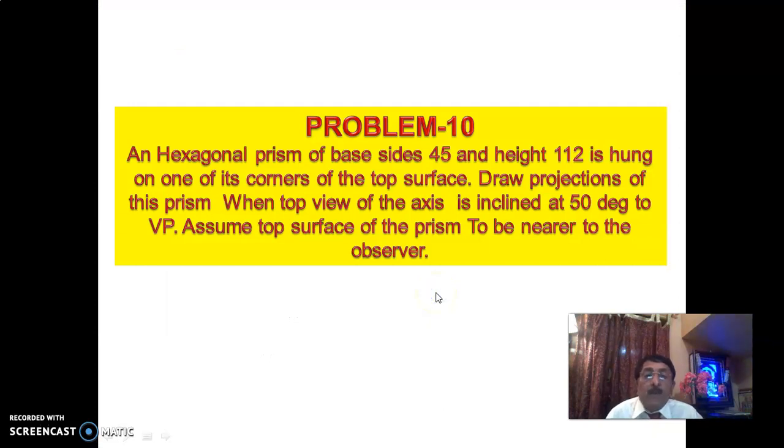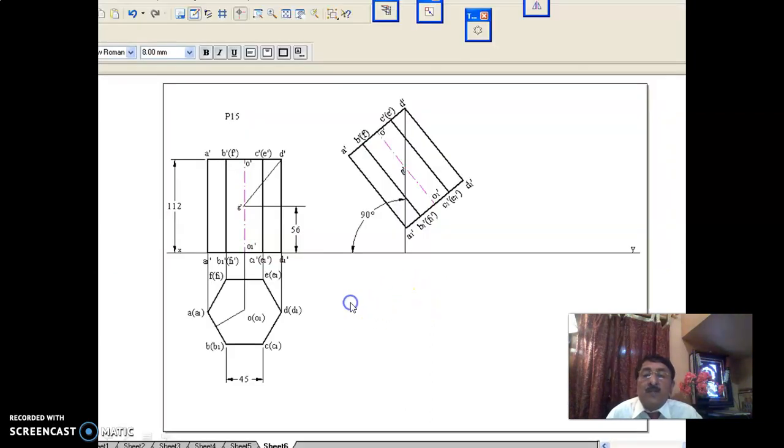Now this is also a problem of hanging prisms. A hexagonal prism of base size 45 and height 112 is hung on one of its corners of the top surface. Draw projections of this prism when the top view of the axis is inclined at 50 degrees to VP. It is more or less the same thing, but previously it was a pentagonal prism, now it is a hexagonal prism. Now it is 45 and 112.